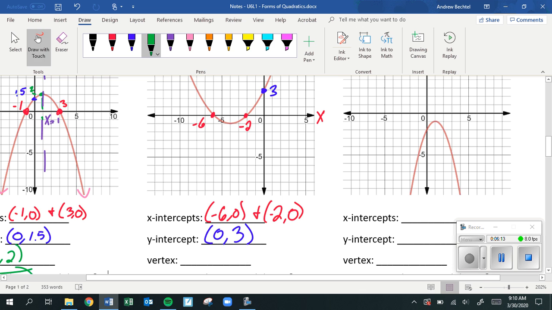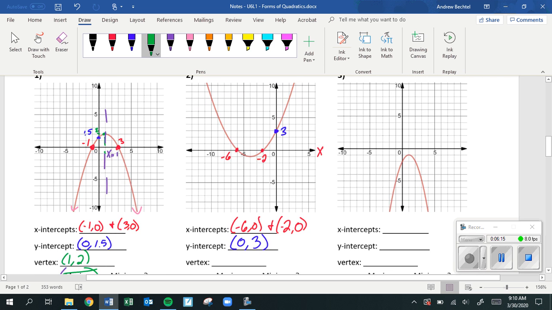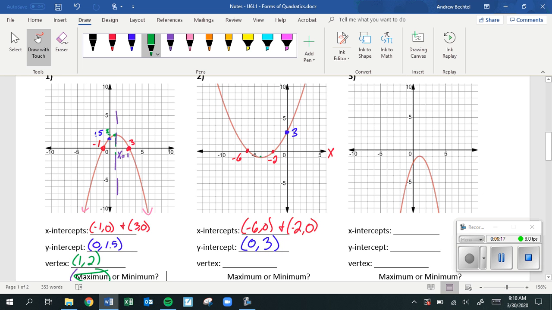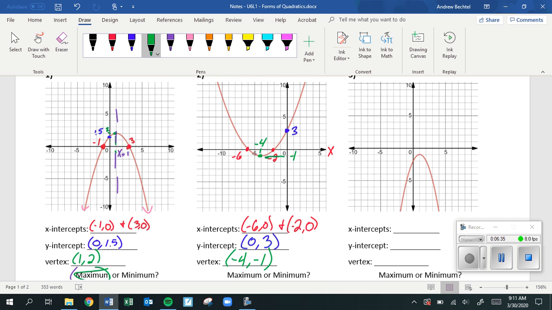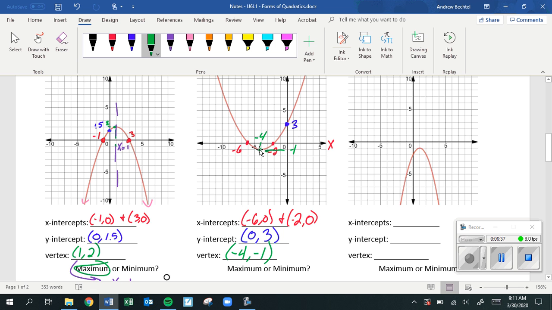Next, we have the vertex. The vertex is the highest or the lowest point. If we zoom out, we can very easily see this is a low point right here. We need to give the x coordinate of -4 and the y coordinate of -1. When we list this out, make sure your x goes first, -4 and then -1. Is this point in green a maximum or a minimum? It's the lowest point on the graph, and low tells us it is a minimum.